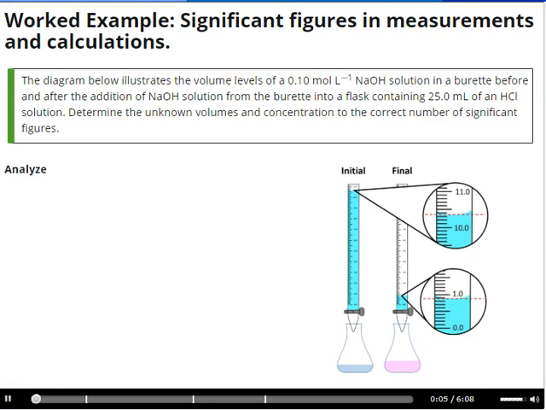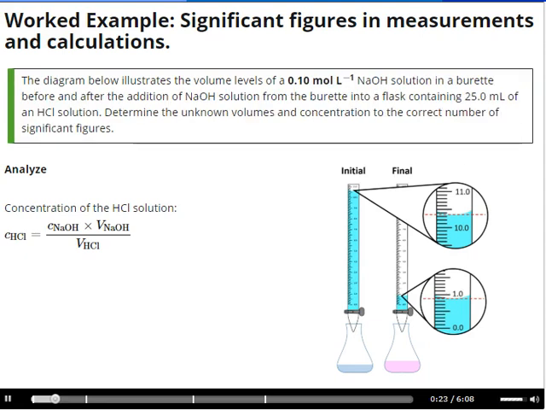In this example, we must use measured quantities in a calculation to determine the concentration of a hydrochloric acid solution. The concentration will be calculated using this formula, in which C stands for concentration and V represents volume. The problem statement tells us the concentration of the sodium hydroxide solution and the volume of the HCl solution, so we need to determine the total volume of NaOH that is added to the HCl solution.